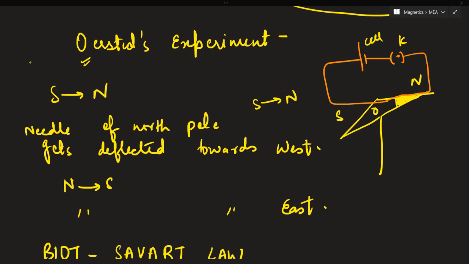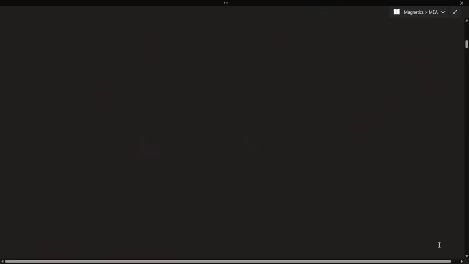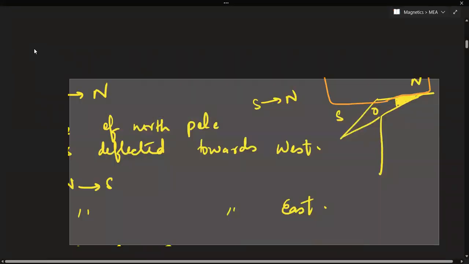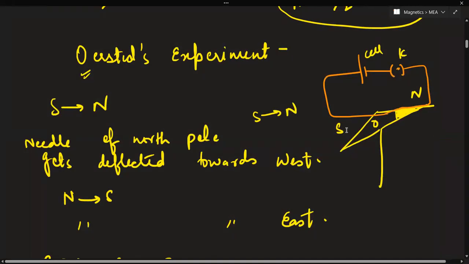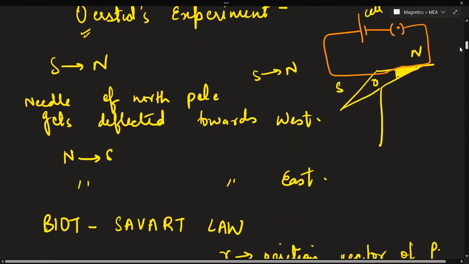One more point of similarity is there between the Coulomb's field, the electric field, and the magnetic field. Both are inversely proportional to the square of the distance between them. Another point is that both are long range forces. This is also one more point. Both are long range forces, and the principle of superposition is applied to both of them.